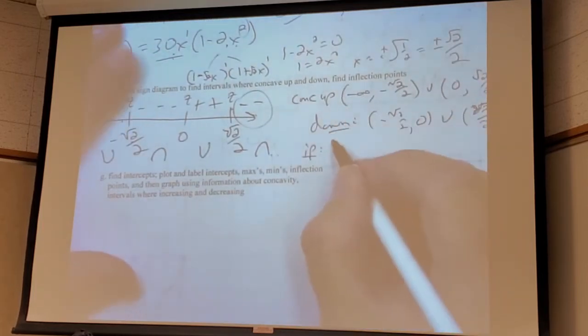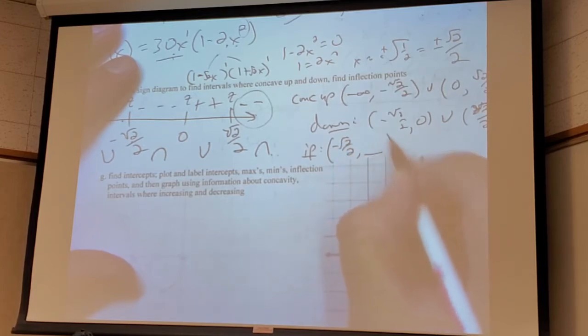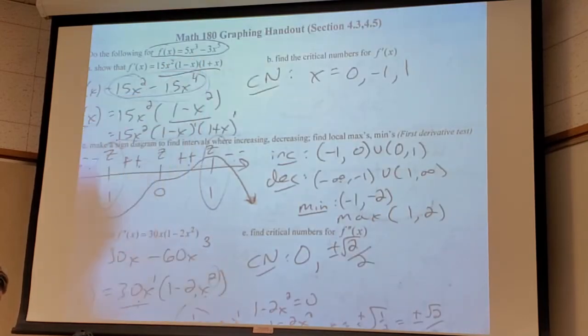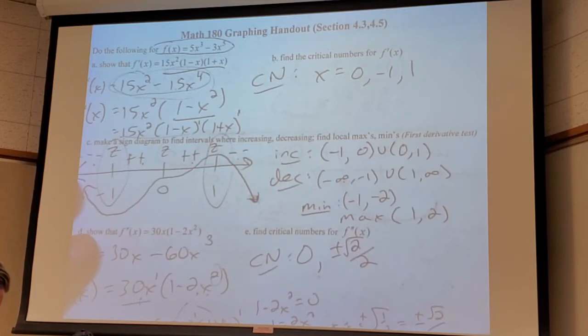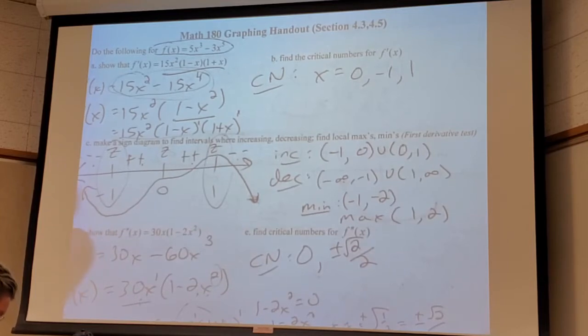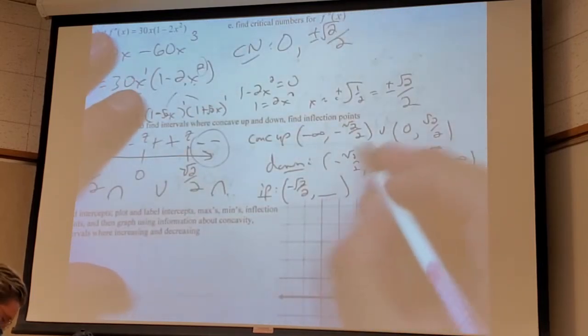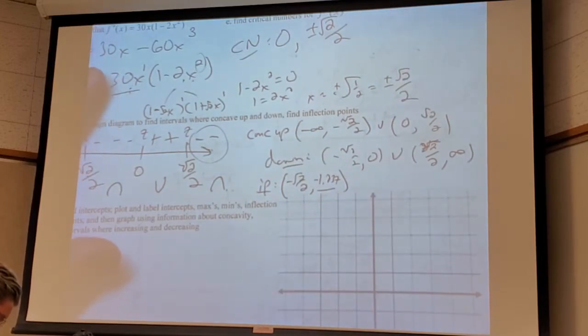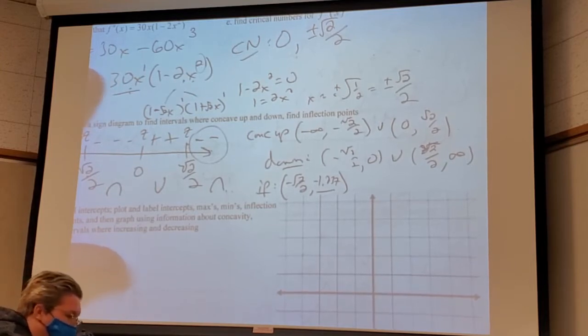There's an inflection point at, now this is where I need your help, negative square root 2 over 2, comma, what? Where am I going to put that to figure out the output? In the original function, because now I want to know where that function actually is. So can somebody do that? Negative 1.237. Okay, I got one possibility. Did anybody verify that? It's always good to get verification.